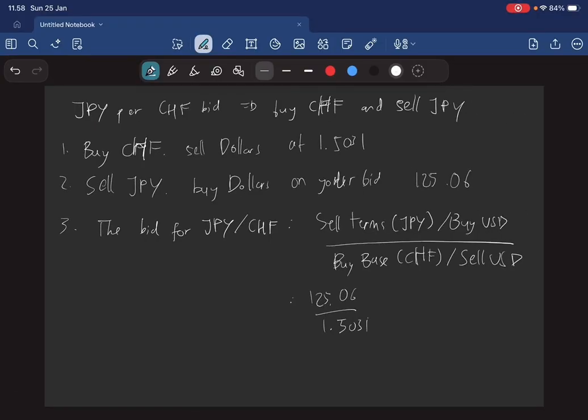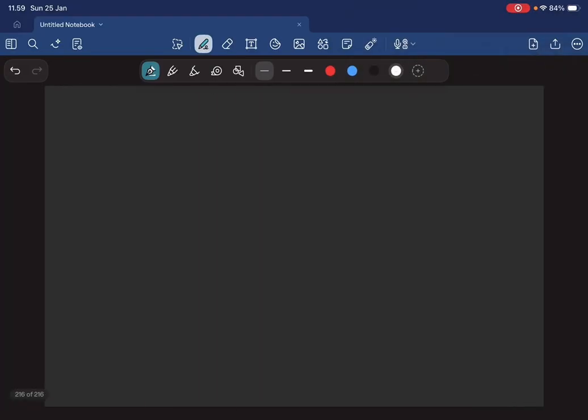See, this is the point of view of the market maker. The answer is 83.2013 yen per Swiss franc bid. Next, to get the offer side of the cross, sell the base. So this is the offer side. Sell the base and buy the terms.